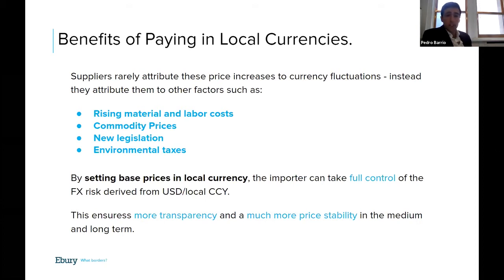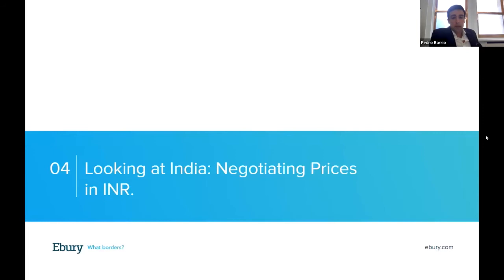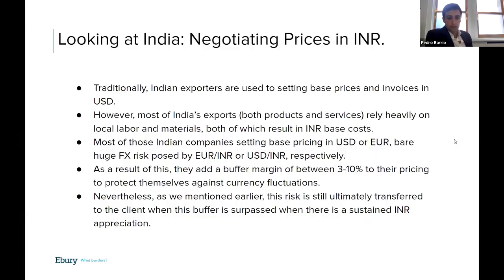So by setting base pricing in local currency, the Western importer can take full control of the FX risk derived from imports and avoids that additional indirect USD local currency risk. This ensures in turn more transparency and longer term price stability for the Western importer. If we can go over to the next slide. Yeah, so in this case, me and Anand will be shifting this a bit more specifically to India and negotiating prices in INR. So if we could skip the next slide.